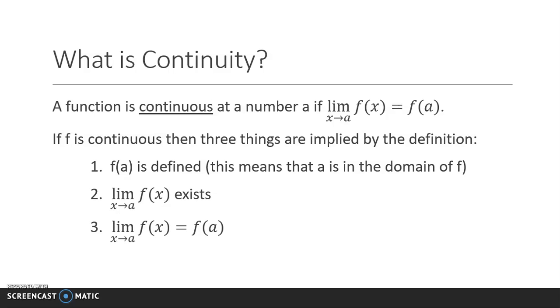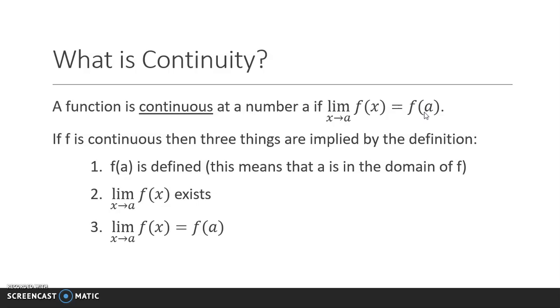Now, a function is continuous at a number a if the limit as x approaches a of f of x equals f of a. So basically, when we were evaluating limits using substitution, where we just took this number and put it into the function, we were using the fact that the function is continuous at that number. If a function is continuous, then this will work all the time. So it's important to be able to determine if something's continuous.